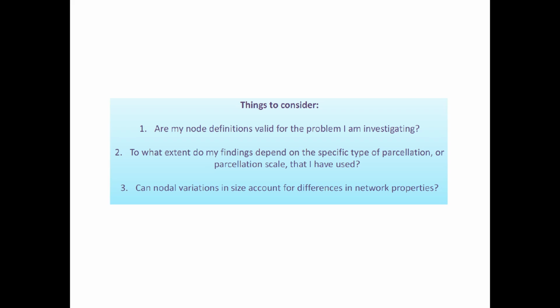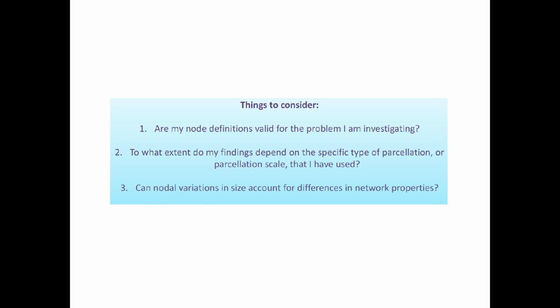So in general, you want to say, are my node definitions valid for the problem that I'm investigating? To what extent do my findings depend on that particular type of parcellation or the particular scale that I've used? So this is where cross-validation with other parcellations can be useful. And another important thing is, can variations in node size account for the findings? So some parcellations, you can have some regions that are bigger than others. And this can introduce bias into the analysis.